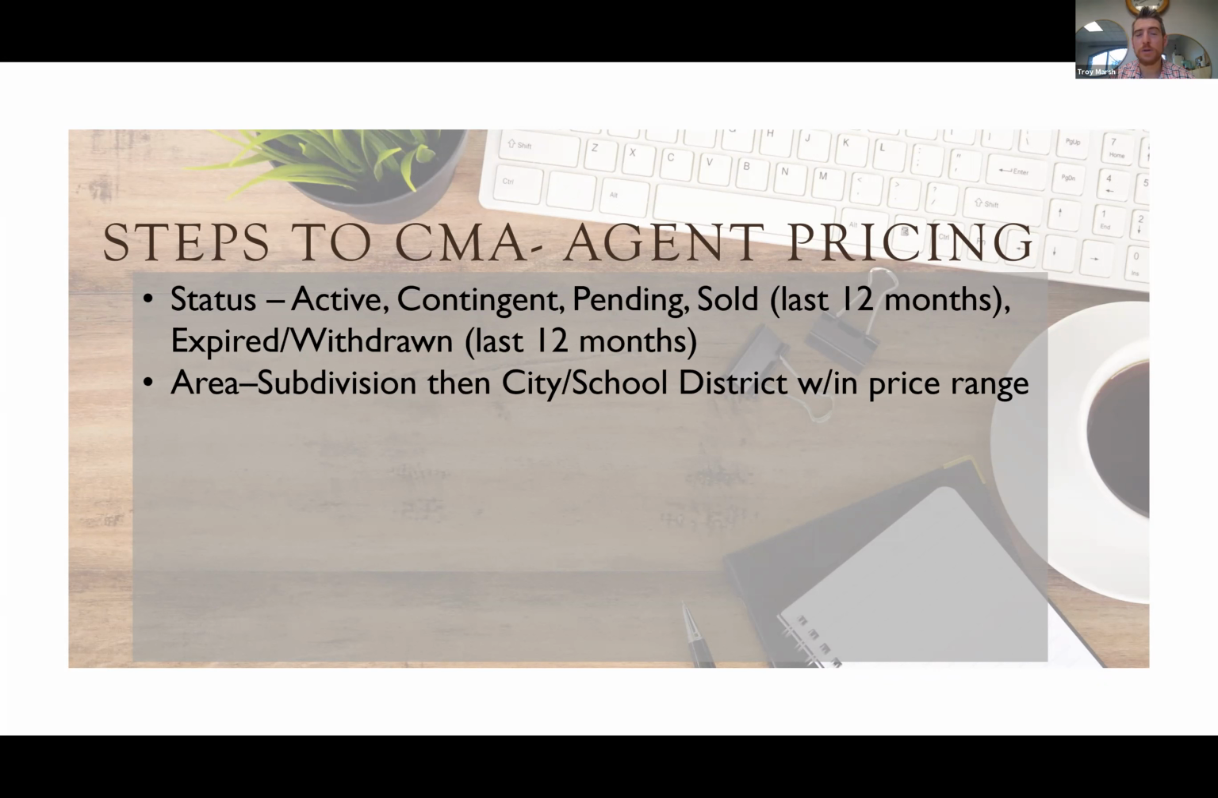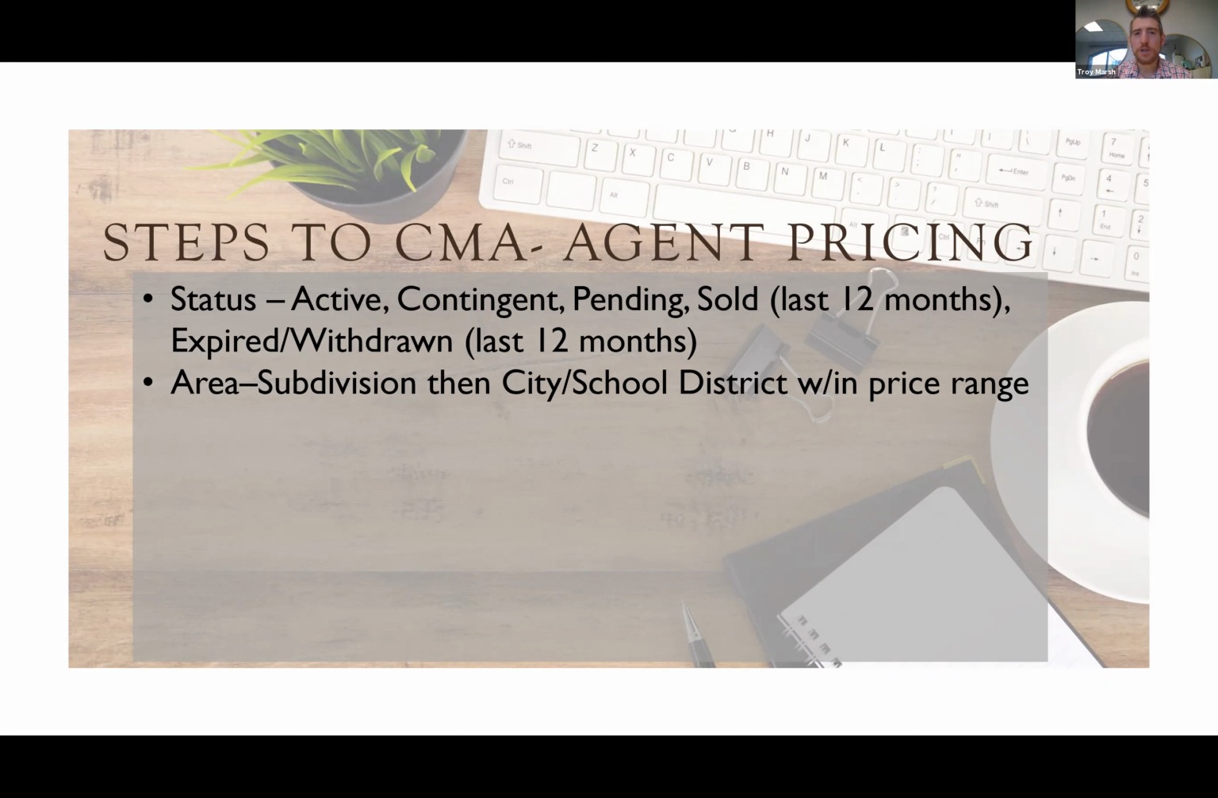So a lot of consumers search by the city name, and they assume that anything that's in Dublin is going to be Dublin schools. And then all of a sudden this house comes up and they fall in love with it because it's really cheap compared to what else they looked at. And that's because it was in Columbus schools. So school district definitely matters in pricing. And that's something that you want to make sure of.